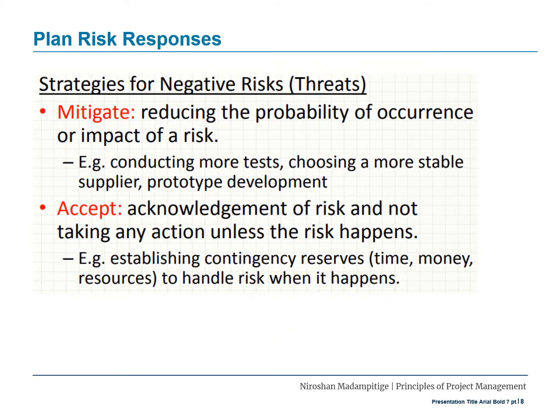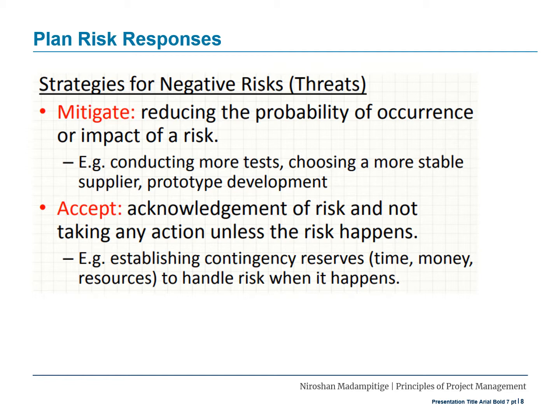Mitigate. Reducing the probability of occurrence or the impact of a risk is known as mitigation. Example, conducting more tests, choosing a more stable supplier, prototype development, etc. Accept. Acknowledgement of the risk and not taking any action unless the risk happens is known as accept.